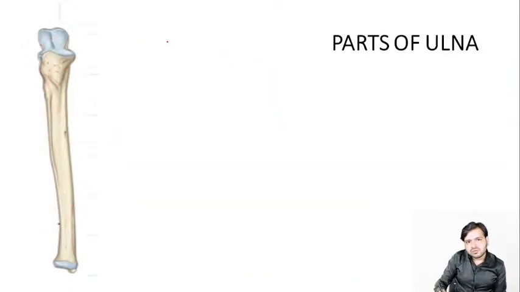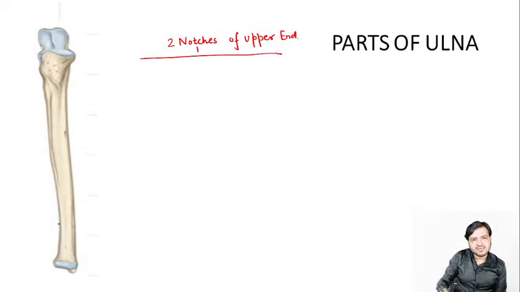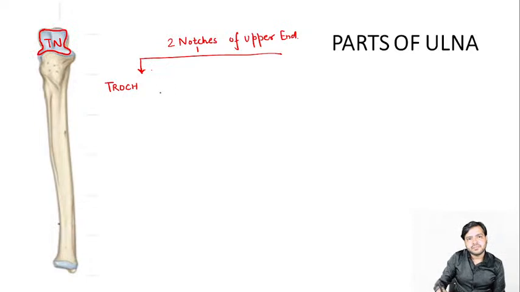Now coming on to the two notches of the ulna, the two notches of the upper end. Okay, you can very well see the very first one that we will be discussing. It is the trochlear notch. This is the trochlear notch which you can see over here. Okay, this is the trochlear notch of the ulna.